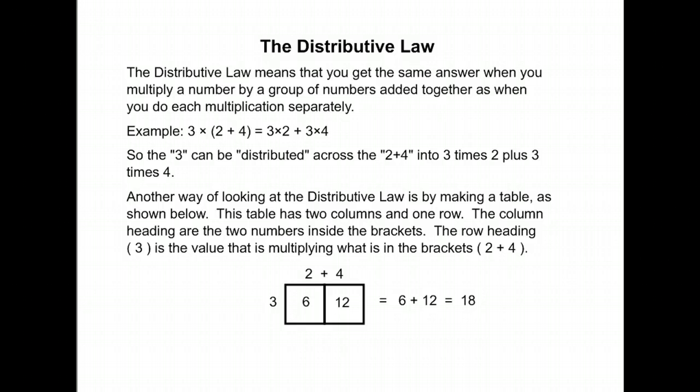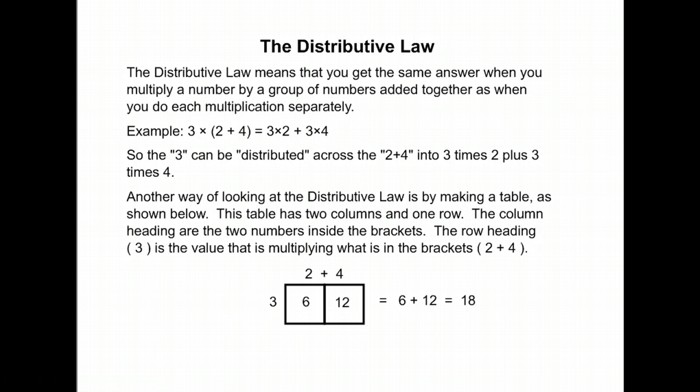The distributive law. The distributive law means that you can get the same answer when you multiply a number by a group of numbers added together as when you do each multiplication separately. For example, 3 times bracket 2 plus 4 bracket. This is the same as 3 times 2 plus 3 times 4. So the 3 can be distributed across the 2 plus 4 into 3 times 2 plus 3 times 4.